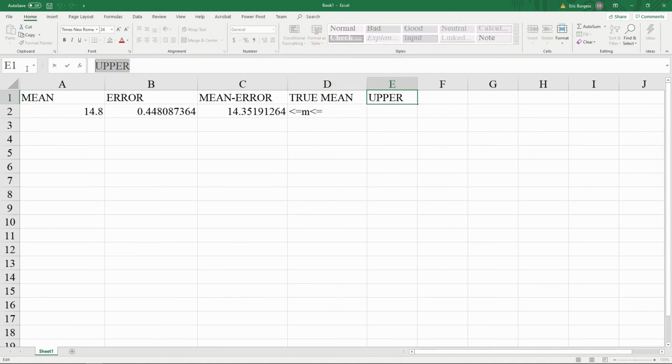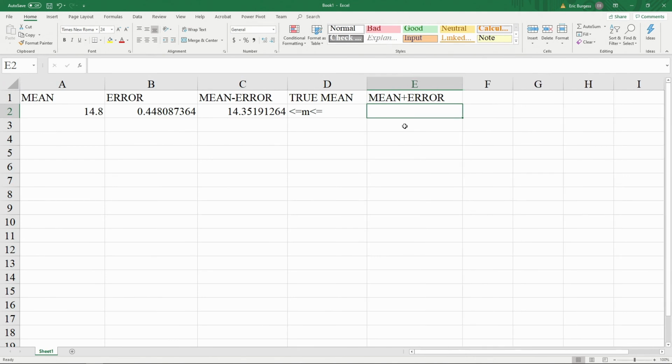And then the upper value will be the mean plus the error. We're going to go ahead and extend this out. And this is simply going to be the mean. So we're going to type equals because we want to do a computation. We're going to do 14.8, which is the value in A2, plus the error. We're just going to click it and hit enter. And there we go. We get the exact same thing. 14.35 on one and 15.25 on the other. So you can actually use Excel for this.